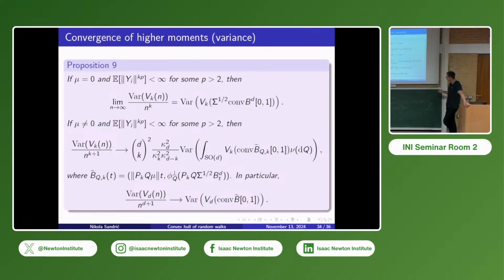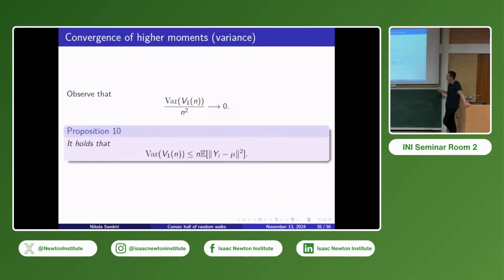The interesting thing to observe here is that if we are interested in the first intrinsic volume, V1, we scale by n squared, but this goes to 0. This can also be observed from the strong law of large numbers. Okay, so it's too strong a scaling. Actually, one can show that for V1, the variance behaves like big O of n. It's not hard to show. And in general, one cannot do better.